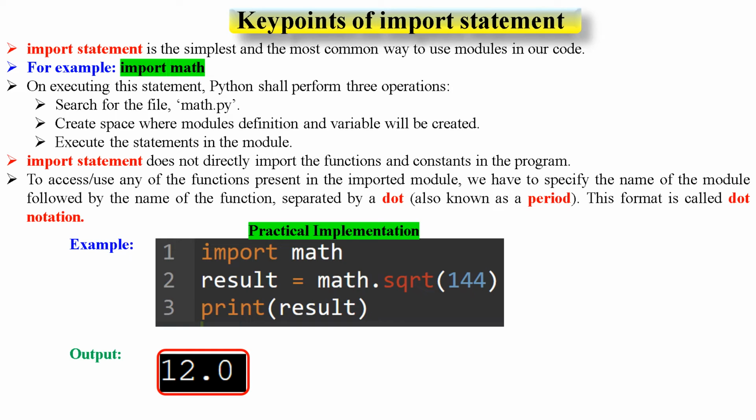Let's see this example. Line 1 imports the math module, which is a standard library module in Python that provides various mathematical functions and constants. In line 2, the sqrt function is part of the math module. It calculates the square root of a number. In this line, math.sqrt of 144 calculates the square root of 144, which is 12.0, and prints it.